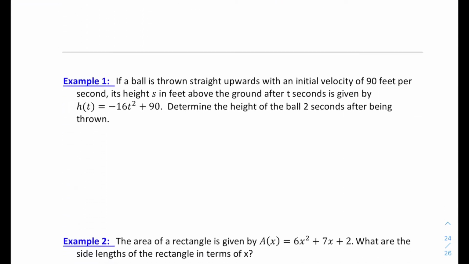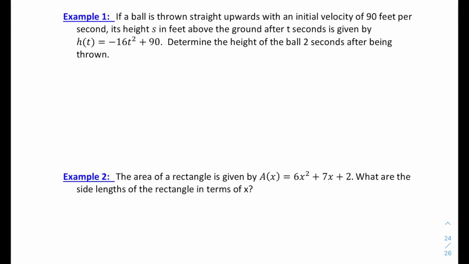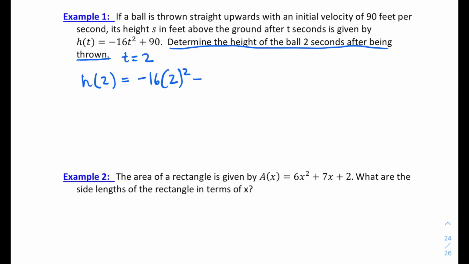We're going to use our polynomial and quadratic skills to solve a few problems today. So we've got this ball being thrown straight up and an equation that gives its height. We want the height 2 seconds after it's thrown. Well, if our amount of time in this equation is 2 seconds, we're just going to plug in 2 for t. Remember, h of 2 just means I'm taking 2 and plugging it in for my variable.